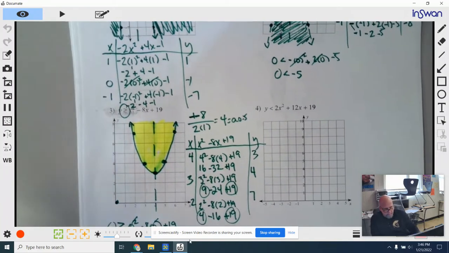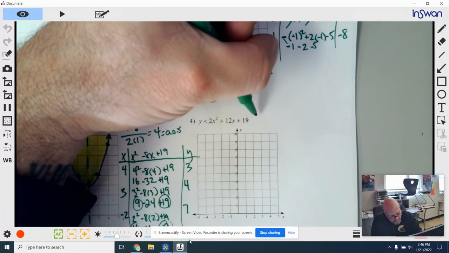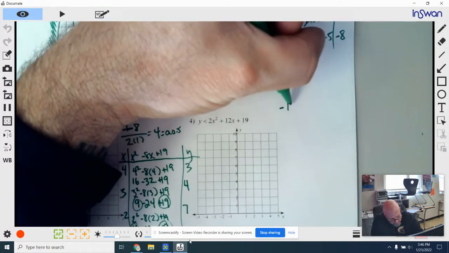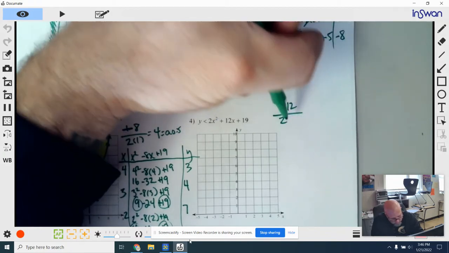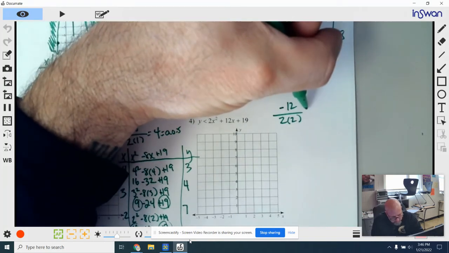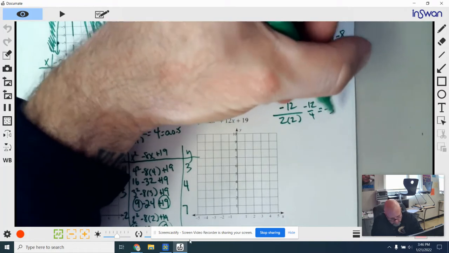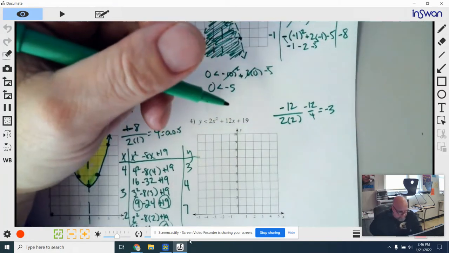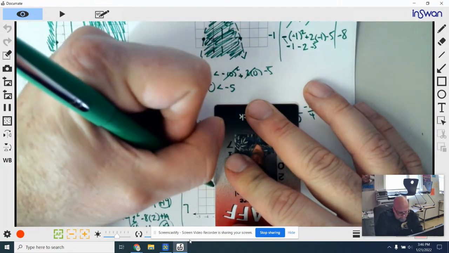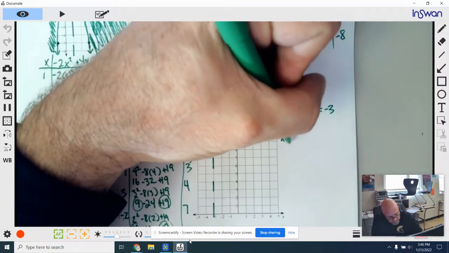All right, we're going to do one more together, and it's number 4. So let's go ahead and identify the axis of symmetry. So negative b, so negative 12 over 2 times a, which is 2. So you get negative 12 over 4, which just reduces to negative 3. So negative 3 is my axis of symmetry. Okay, now our xy table.